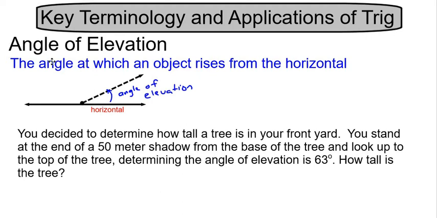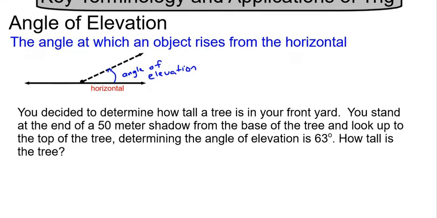So the first word that we really need to understand is something called angle of elevation, and it's the angle that rises from the horizontal. Keep in mind that this is making something rise from the horizontal up. Let's say you decide to determine how tall a tree is in your front yard, and you stand at the end of a 50-meter shadow from the base of the tree and look up to the top of the tree, determining that the angle of elevation is 63 degrees. The question is, how tall is the tree?